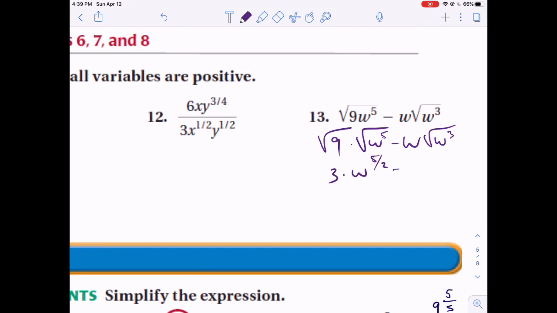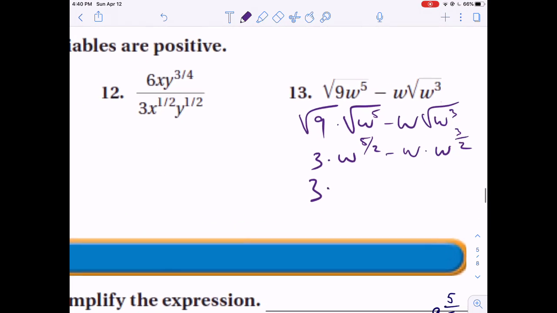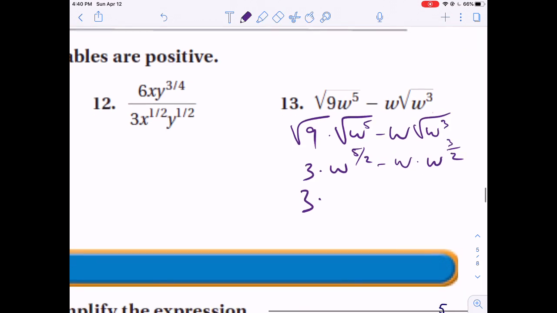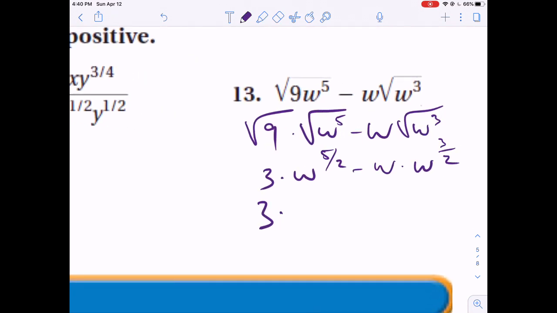And then we do minus, and do the same thing here. I have w, and then times w to the 3/2. Now watch what I do next. What you're going to see here may not look familiar at first, but when you look at it backwards, you'll know that we've done these a lot already. So the 3 stays, not going to worry about that. The w to the 5/2, watch what I do with that. I'm going to convert that to w to the 4/2 times w to the 1/2.